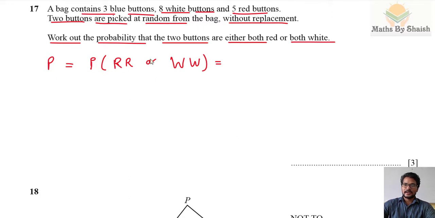So if we talk about red, and or means plus in the probability. So first button is red, it means it is 5 because there are 5 red buttons over total, and total are 3 plus 8 plus 5, that is 3, 8, 11 plus 5, 16. So 5 over 16, and because the next one is also a red button. Now since it is without replacement, we had one red button already, so there are only 4 red buttons, and total also got decreased by 1, so 4 over 15. Or this is the one case.